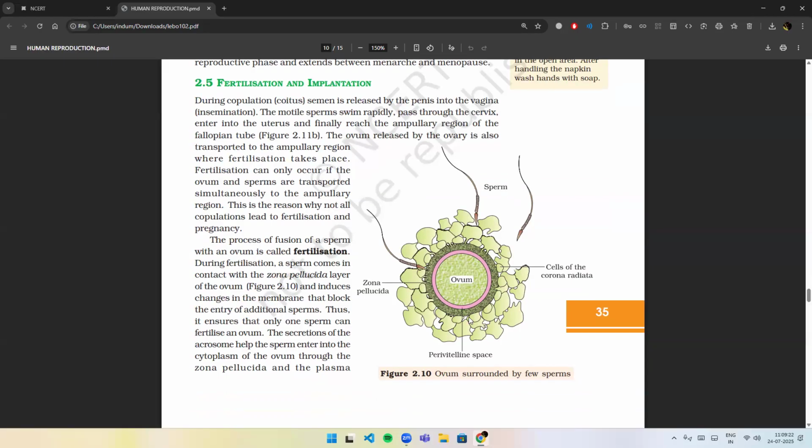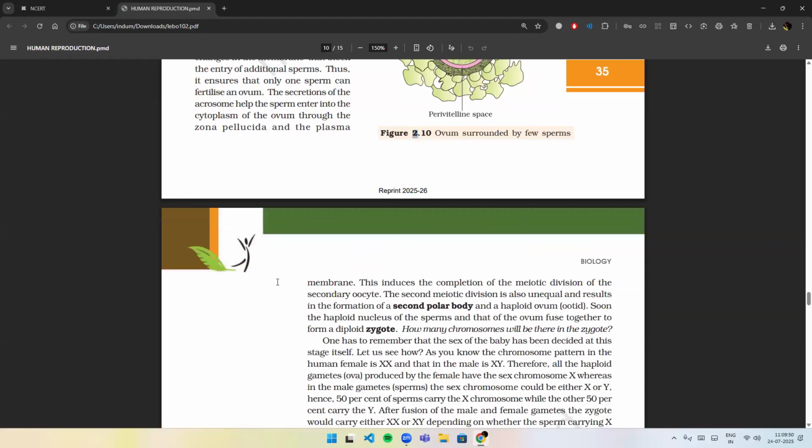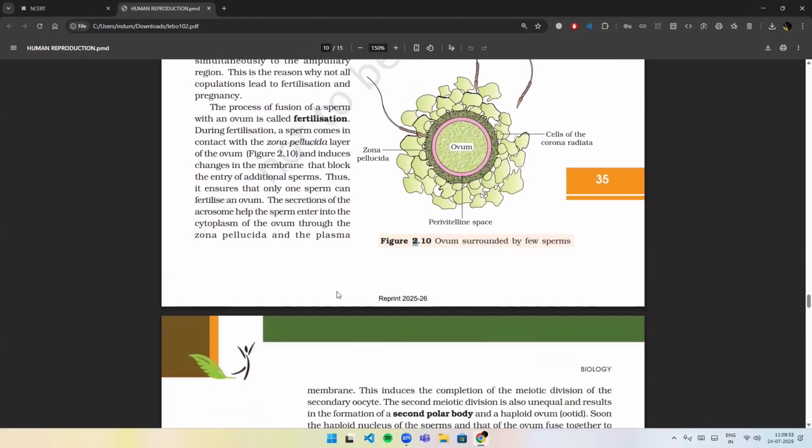Fertilization can only occur if the ovum and the sperms are transported simultaneously to the ampullary region. This is the reason why not all copulations lead to fertilization and pregnancy. The process of fusion of a sperm with an ovum is called fertilization. During fertilization, a sperm comes in contact with the zona pellucida layer of the ovum and induces changes in the membrane that block the entry of additional sperms. Thus, it ensures that only one sperm can fertilize an ovum.